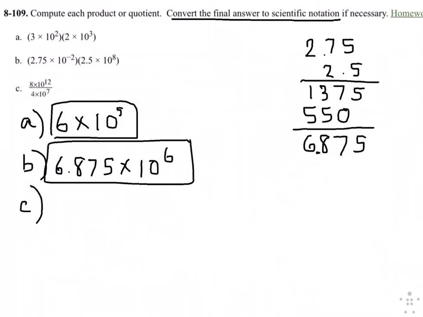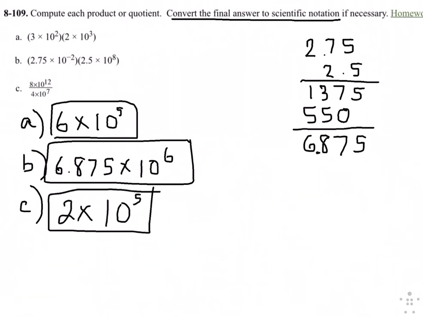For C, we divide 8 by 4 and we get 2. And 10 to the 12th divided by 10 to the 7th, we subtract the exponent. So 12 minus 7 is 5. And we get 2 times 10 to the 5th, which is in scientific notation.